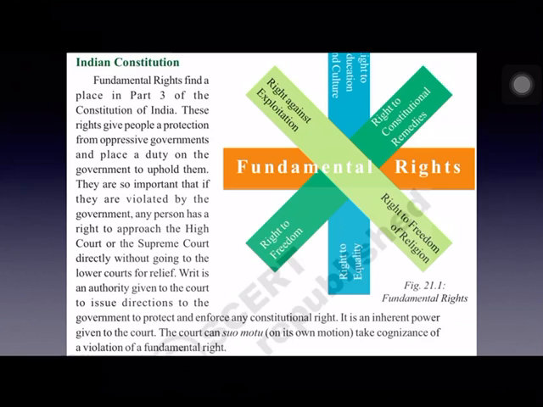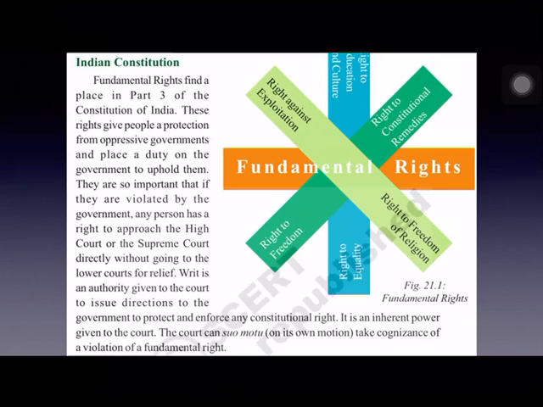And writ is another authority which is given to the courts. It is a special authority given to only the High Courts and the Supreme Courts. Suppose the government is denying a particular fundamental right to a citizen. That citizen can approach the court. Just now we discussed about it. And the court can give directions to the government to protect and enforce that constitutional right. That is called as writ.